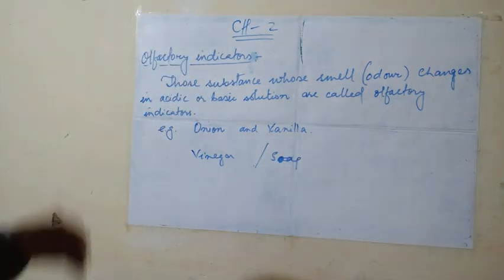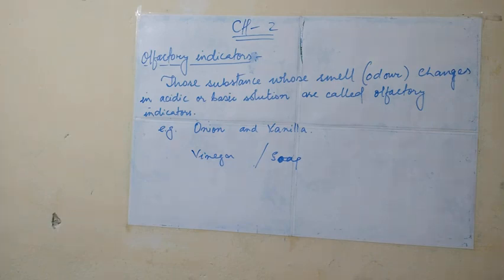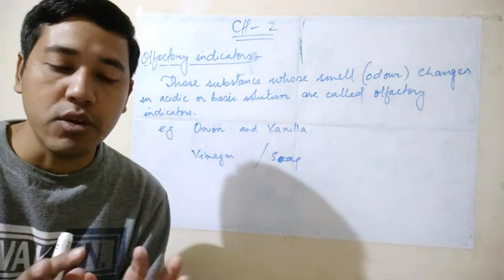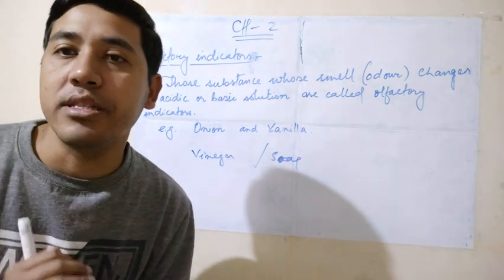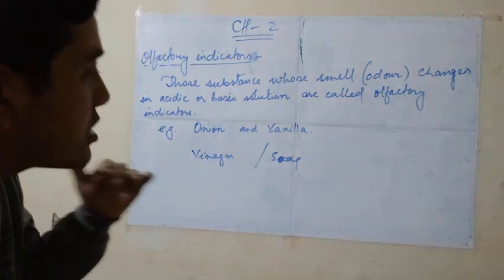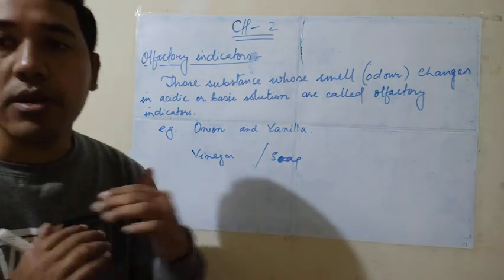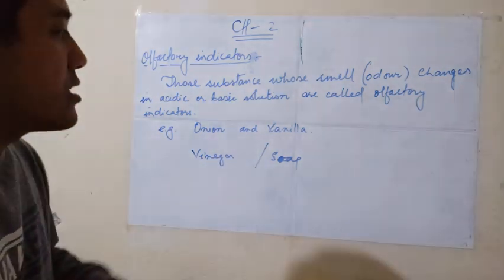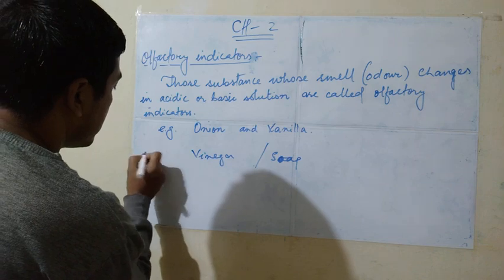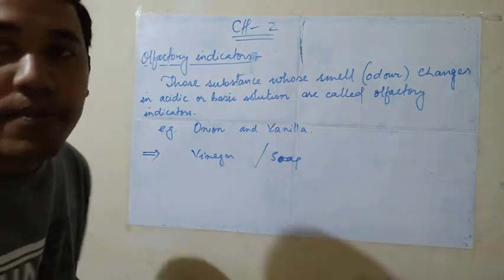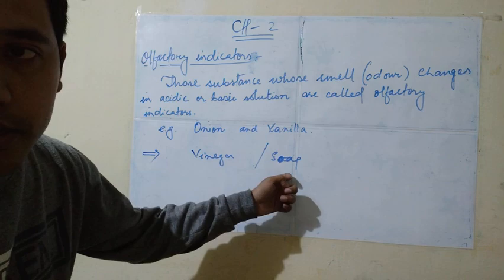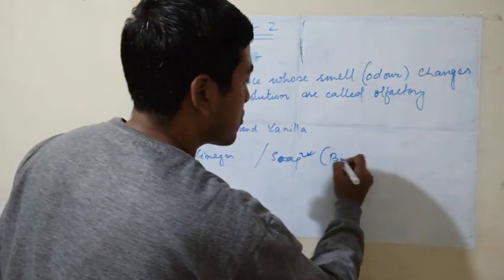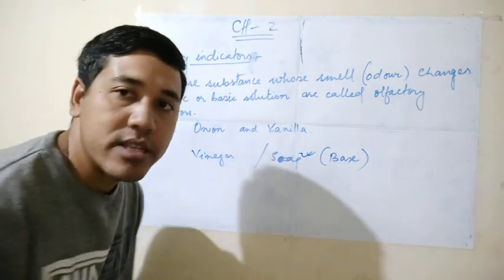Tell me, if you are working in a kitchen, you are chopping the onions, and you have a lot of onion smell in your hands. To destroy this smell of the onion, you want to wash your hand. Then which solution will you prefer, either vinegar or soap solution? Yes, obviously soap solution. Why? This soap solution is made up of the base, right?